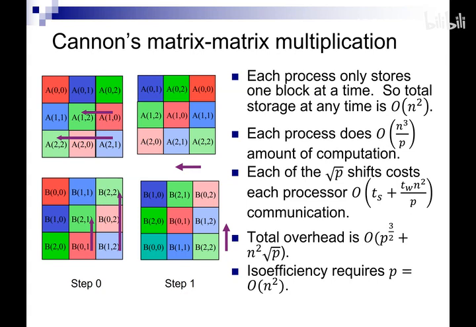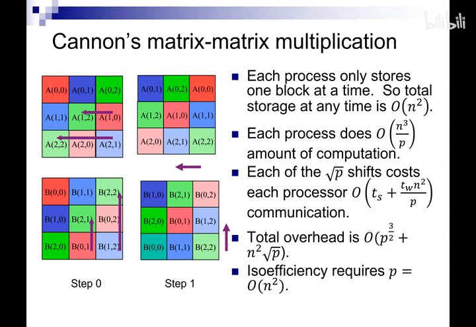Whereas for the initial block-based algorithm, that one just had one stage where you collect root p blocks, each having size n² divided by p. Here, each process only stores one block of A and one block of B at a time. So the total storage at any time point is going to be order n², and that's what we want.